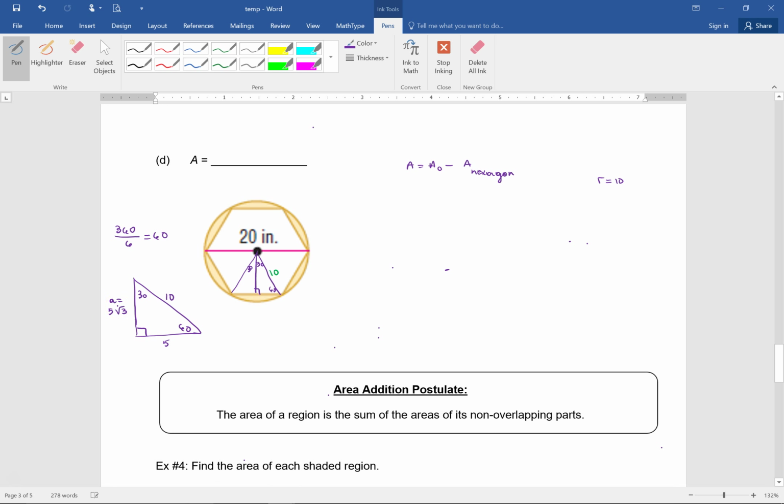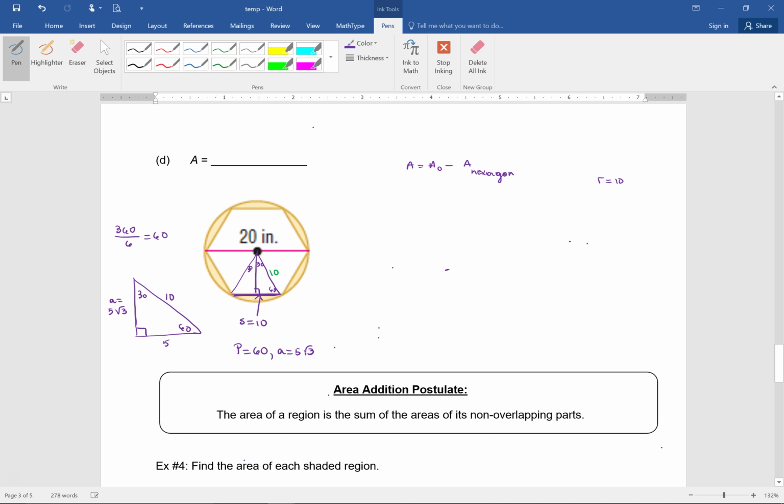Okay. And how much is the side of the hexagon then? 10. Okay. S, which is the side of the hexagon, is 10. All right. That means the perimeter is how big? 10 times 6, which is 60. And we said that the apothem was 5 root 3.